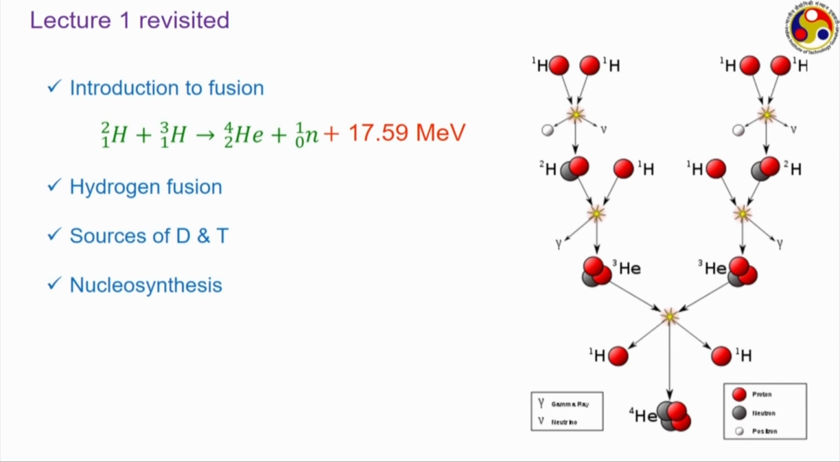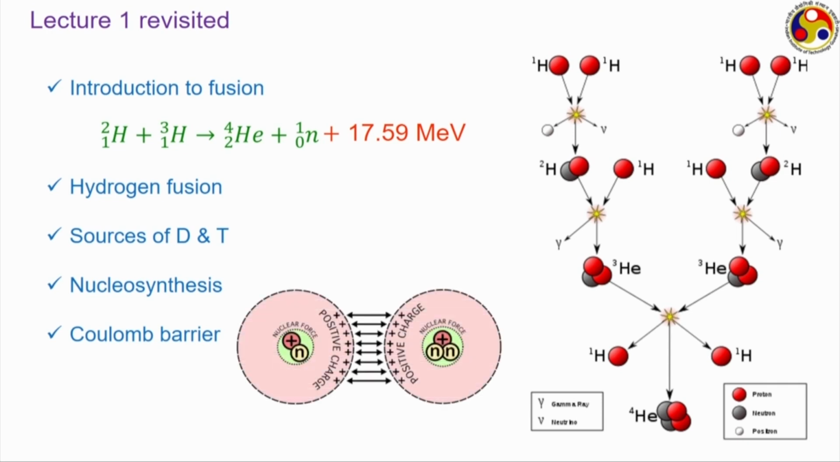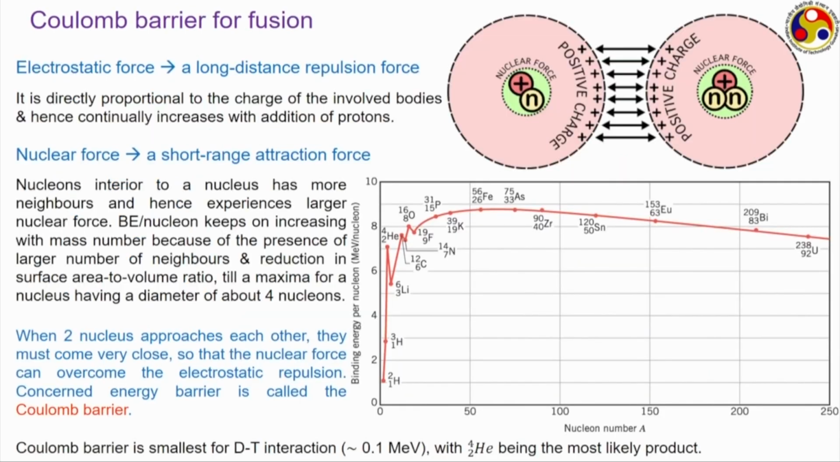So, nucleosynthesis is an excellent example of fusion reaction or progressive fusion reaction, and we ended our last lecture discussing the Coulomb barrier. Coulomb barrier talks about the electrostatic repulsive force that a deuterium and tritium face when they are about to collide with each other. As we are going to discuss more about this Coulomb barrier and the option of overcoming that, I am just repeating the same slide which I had at the end of the last lecture.